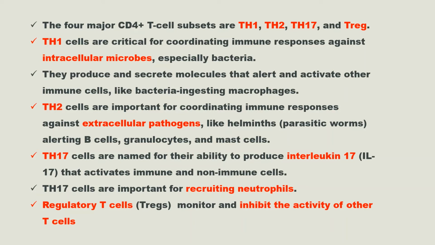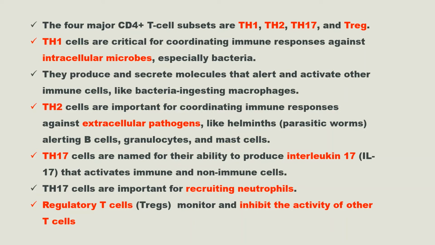What is the role of Th1 cells? Th1 cells are critical for coordinating immune response against intracellular microbes, especially bacteria. So Th1 cells work against intracellular microbes. They produce and secrete molecules that alert and activate other immune cells like bacteria-ingesting macrophages. So they will produce chemicals like cytokines or interleukins that will activate other immune cells like macrophages. Next is Th2 cell.